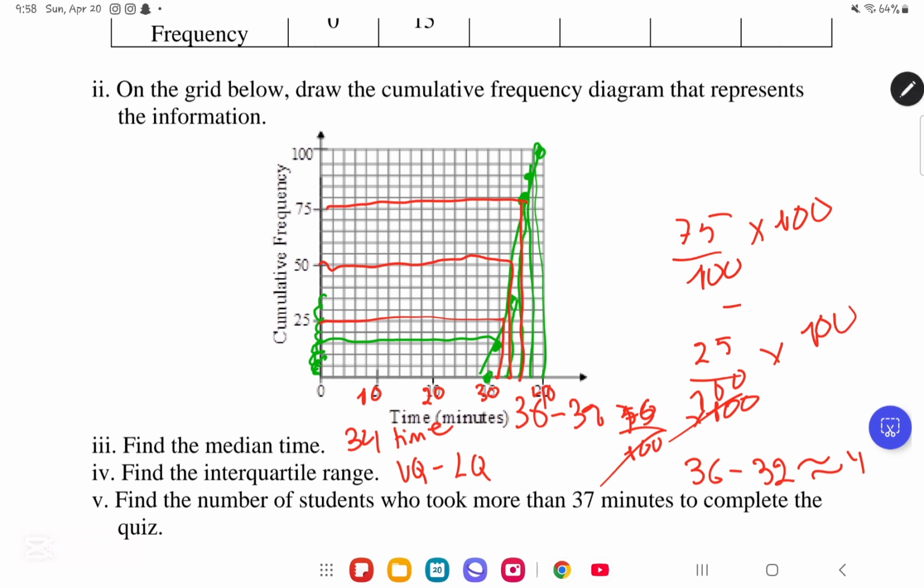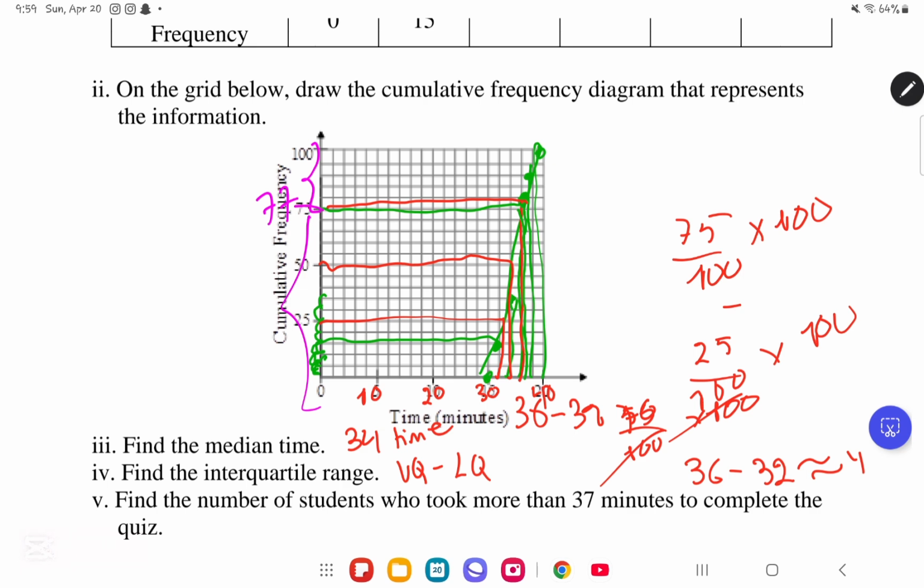More than 37 minutes. Let's say 36 is here, 37 is going to be over here. So they said they need the students who took more than 37 minutes, so these students over here. So I would say this is like 77%. Okay, so this is 77 from here.